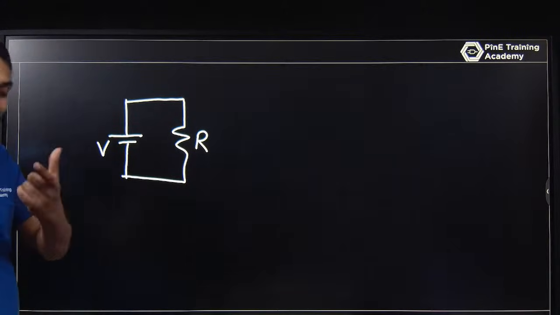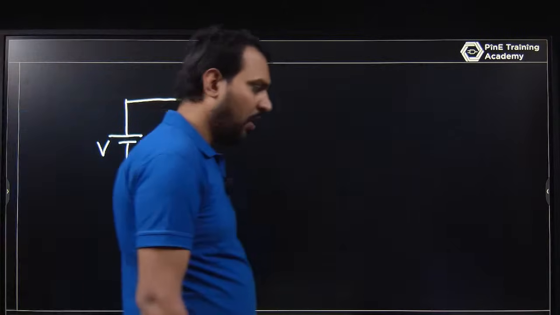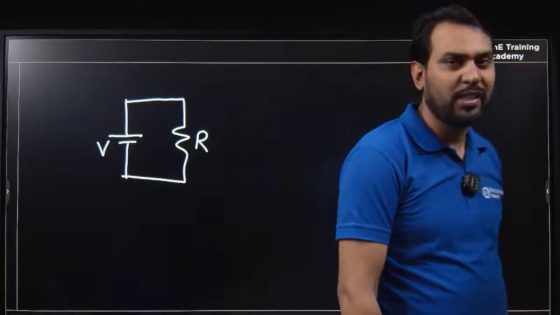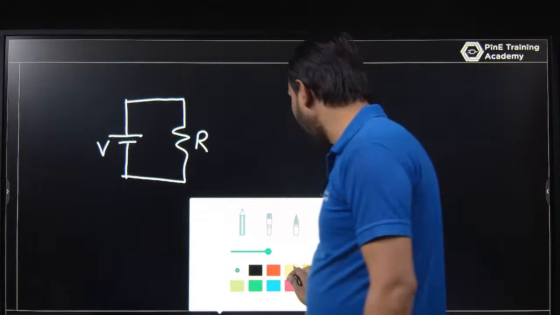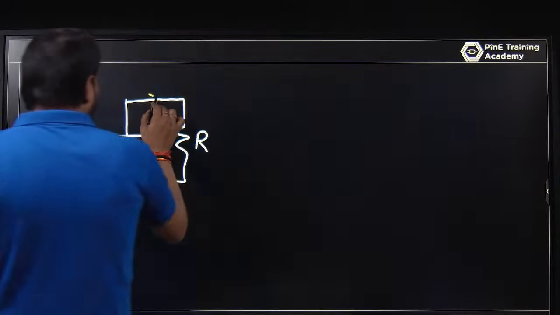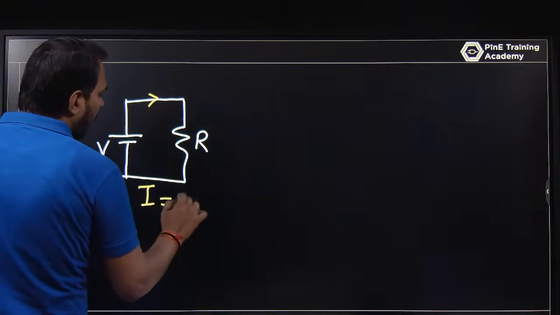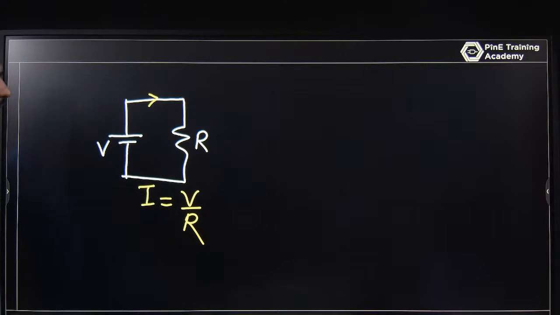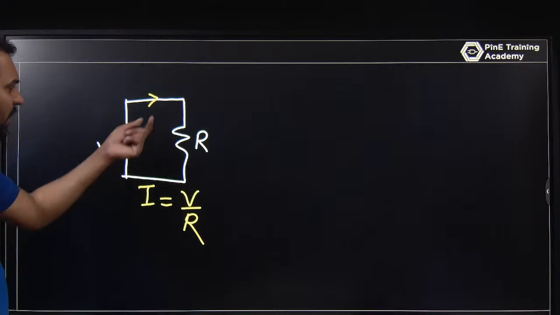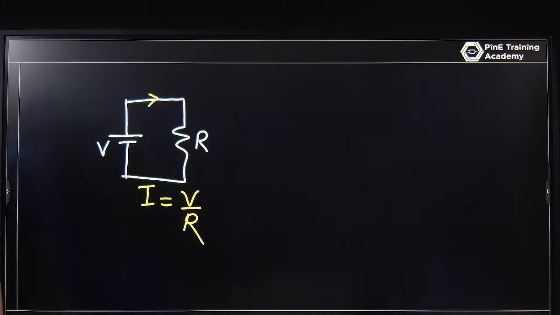I am just generalizing the interview questions. I have a voltage, I have a resistance, you can determine the current here. What will be the current? That current will be I is equal to V by R. Yes, this is very basic. So basically that current V by R is happening here.